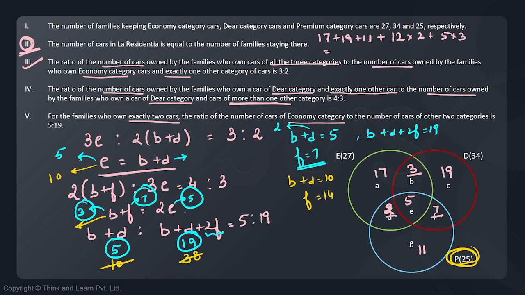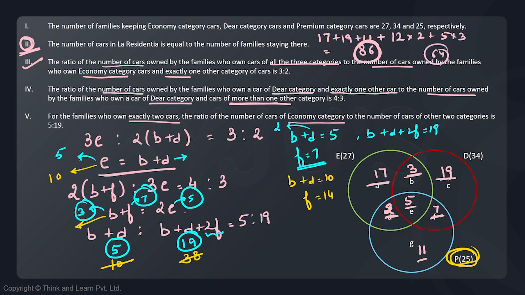So the total number of cars is 36 plus 11, 47 plus 24, 71. 71 plus 15 is 86. 86 is the number of cars. He says that should be the number of families as well. But what is the number of families according to the Venn diagram? 17 plus 3, 20 plus 19, 39 plus 2, 41. 41 plus 5, 46 plus 7, 53 plus 11, 64.